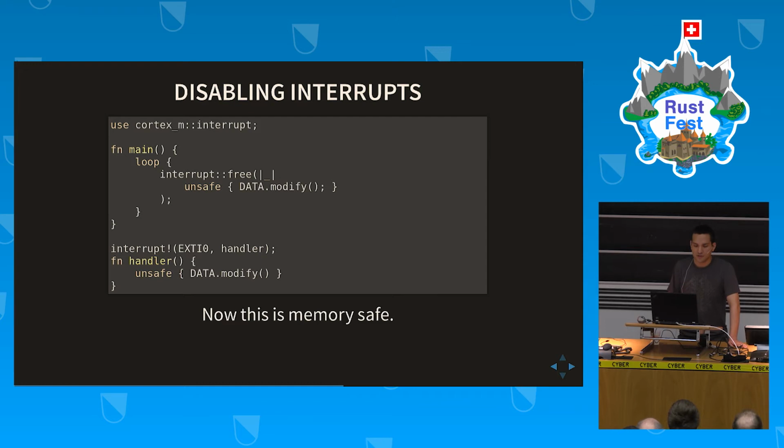Note that in contrast with mutexes, which you use in a standard Rust program, in this case the interrupt handler doesn't need to lock the data or disable interrupts, because it cannot be preempted by any other interrupt handler.